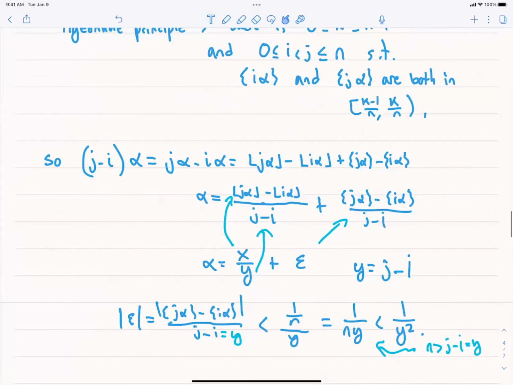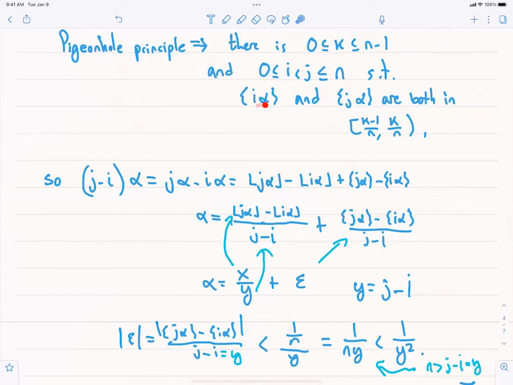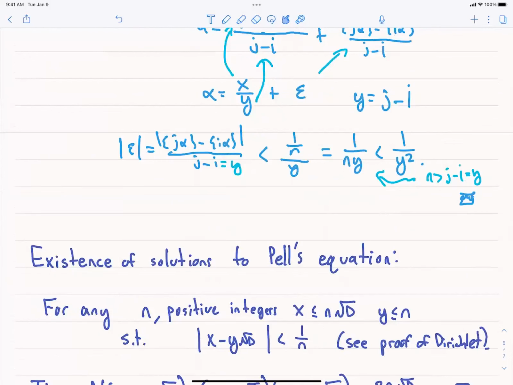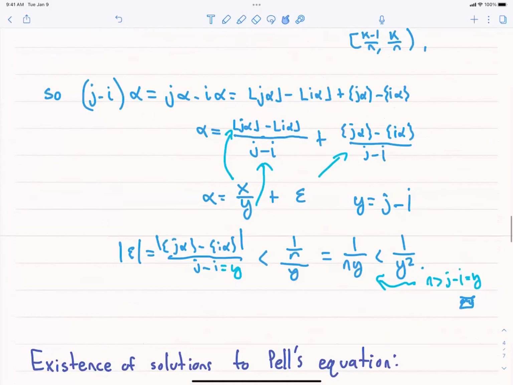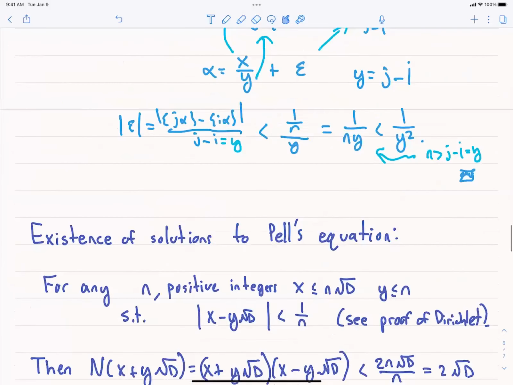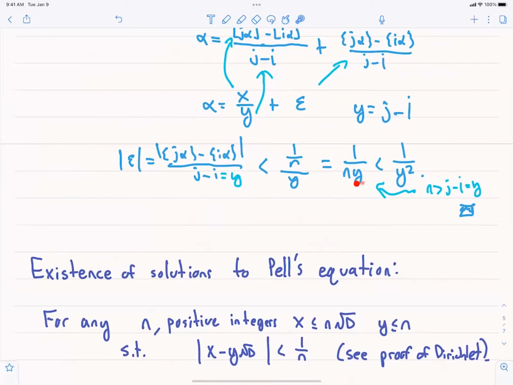Good. So that finishes the proof of the pigeonhole principle, or sorry, of Dirichlet's approximation principle. The proof used the pigeonhole principle to get these two fractional parts of multiples in this small interval. Okay. So now let's explain the existence of solutions to Pell's equation. So if I look not at the statement of the Dirichlet principle, but just at this part of the proof at the end, before I simplify this ny and replace it with 1 over y squared to get a nice statement of the approximation principle.